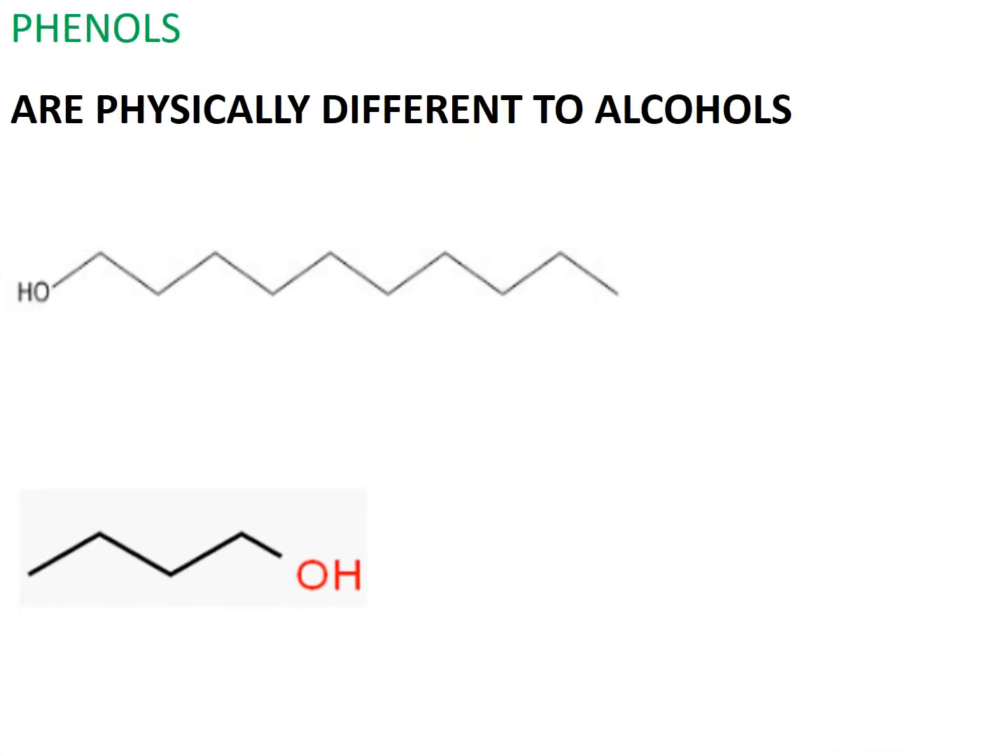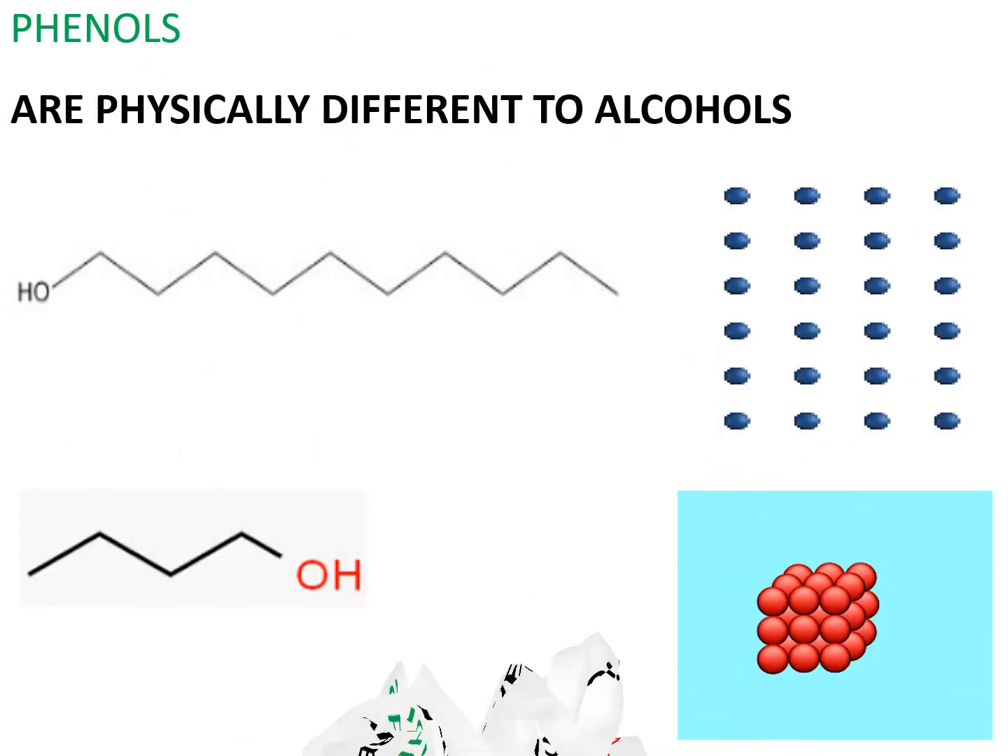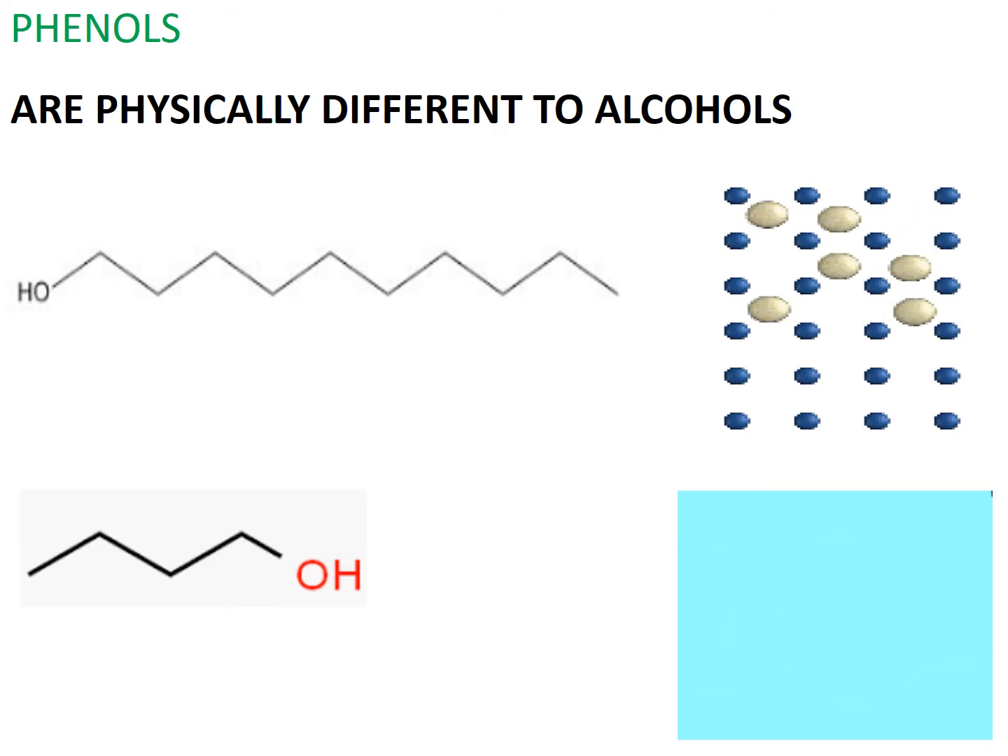In fact, a 10-carbon alcohol like decanol can only have 0.37 grams dissolved in 100 milliliters at 20 degrees Celsius, whereas butanol, a 4-carbon alcohol, can have 7.7 grams dissolved in the very same volume of water at the same temperature. If you wanted to dissolve more decanol per 100 milliliters of water, you would need to increase the temperature of the solution.